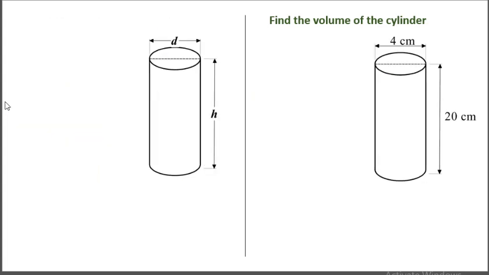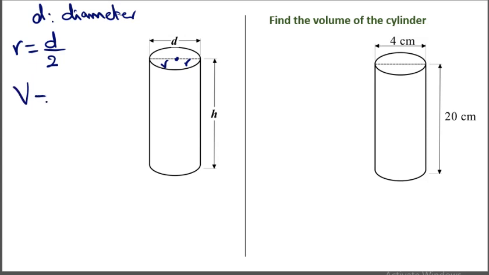Okay, what if I give you the diameter d? D means the diameter. You know that the diameter equals twice the radius. So to get the radius, just divide the diameter by 2. Once you get the radius, apply the law: volume equals pi r square h. Let's see an example. Find the volume of the cylinder.